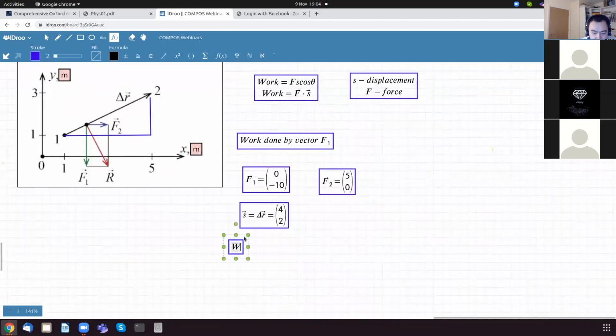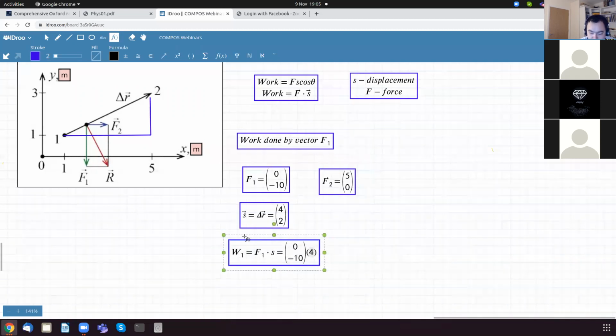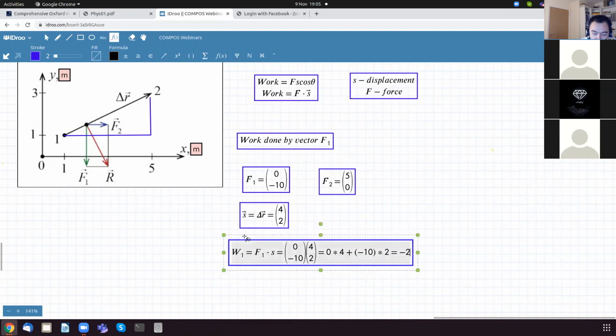So work 1 is equal to F1 dot the displacement S, and that's equal to (0, -10) dot (4, 2), which is 0 times 4 plus minus 10 times 2. So the answer is minus 20 joules.